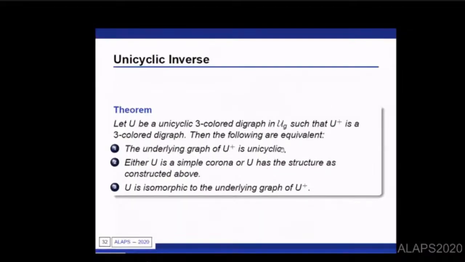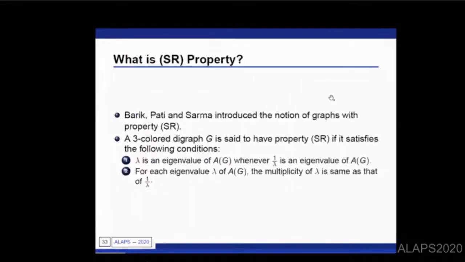U plus is unicyclic if and only if U is a simple corona or U has the structure as constructed above. And whenever we have U plus unicyclic, then we must have U isomorphic to U plus. That means the inverse graph is isomorphic to the graph itself. That means you can say they are self-inverse. One can say that.